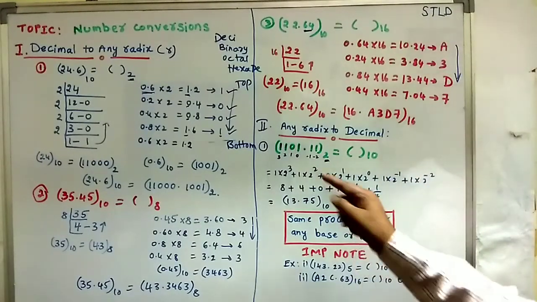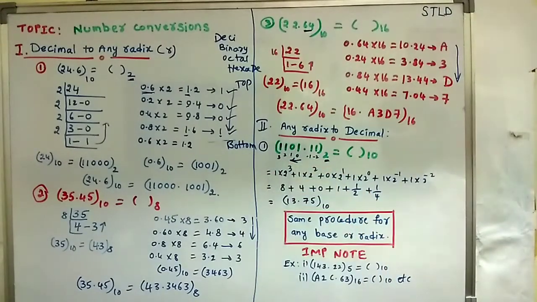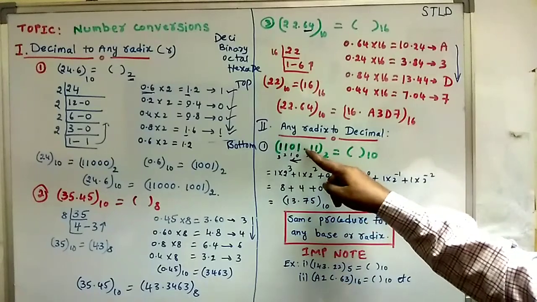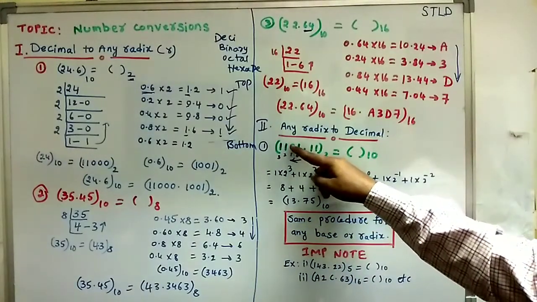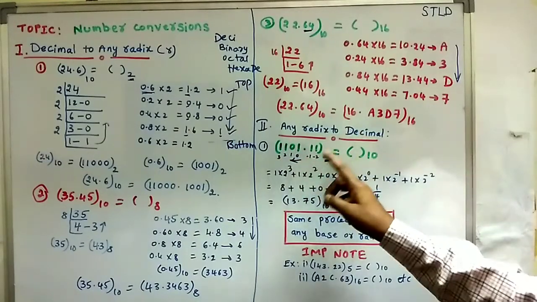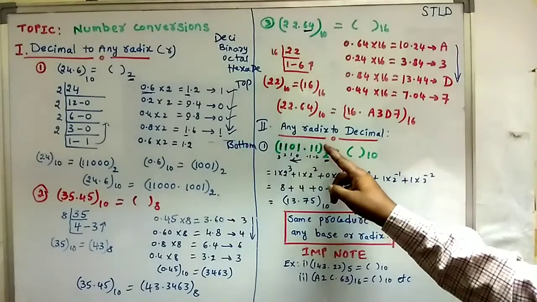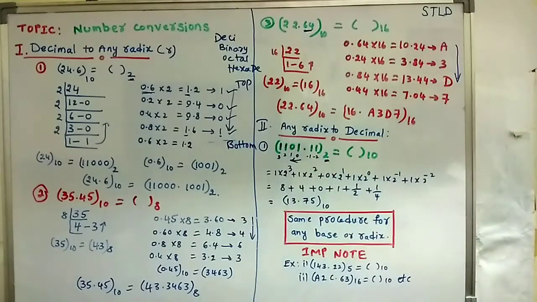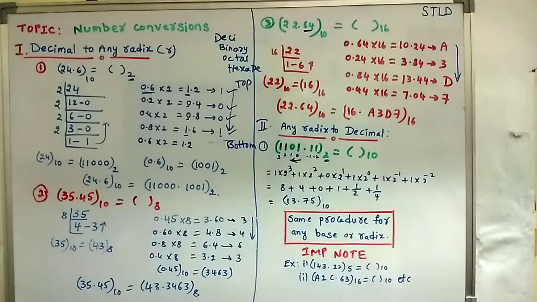Otherwise, you may write from this bit onwards. Like this also you may write: 1 into 2 power 0 plus 0 into 2 power 1 plus 1 into 2 power 2 plus 1 into 2 power 3. Here the same, plus 1 into 2 power minus 1 plus 1 into 2 power minus 2. Any manner you may write, no problem. Weightages are important. You may write from LSB to MSB or MSB to LSB, no problem.